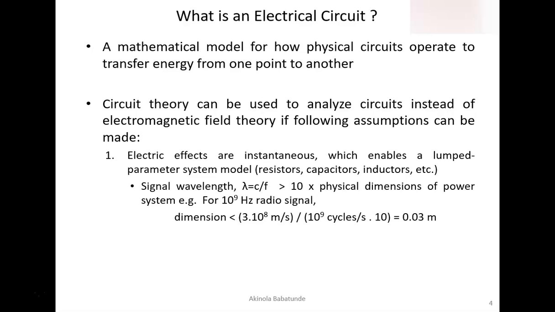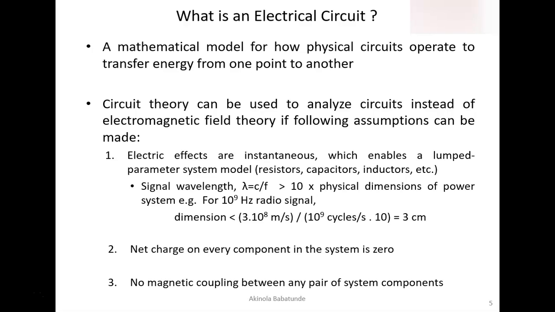Circuit theory can be used to analyze circuits instead of electromagnetic field theory if some assumptions are followed. Some of these assumptions are listed. First one is electric effects are instantaneous, which enables a lumped parameter system model, such as the resistors, capacitors, inductors, diodes, and so on and so forth. The second assumption is that net charge on every component in the system has to be zero. The third assumption is that there is no magnetic coupling between any pair of systems.